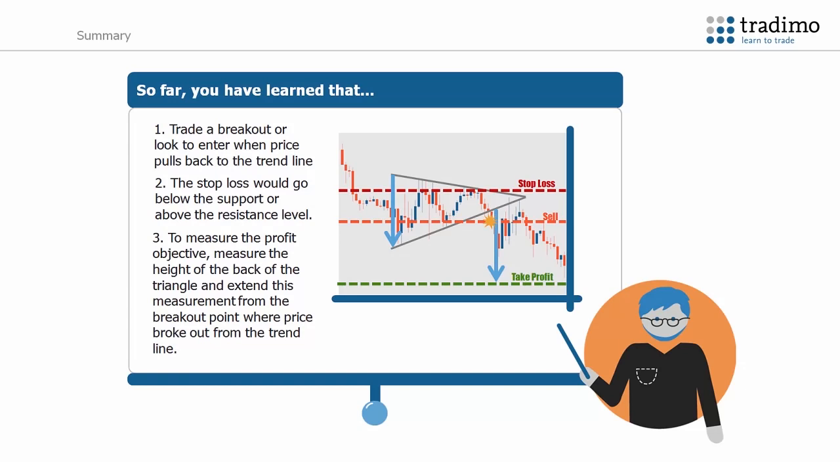The stop loss would go below the support or above the resistance level. To measure the profit objective, measure the height of the back of the triangle and extend this measurement from the breakout point where price broke out from the trend line.